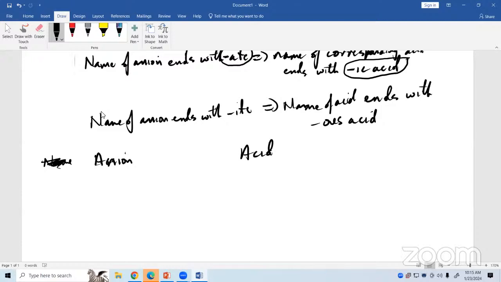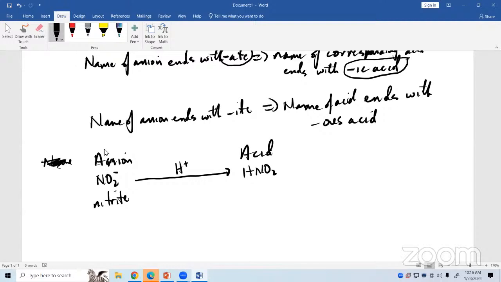Now, in this case here, I should start off with the anion name first. So that would be NO2-. The name of this ion is the nitrite ion. All right? To get from the anion to the corresponding acid, in this case, we add 1 hydrogen ion because you have 1 negative charge. So the formula for the corresponding acid would be HNO2.